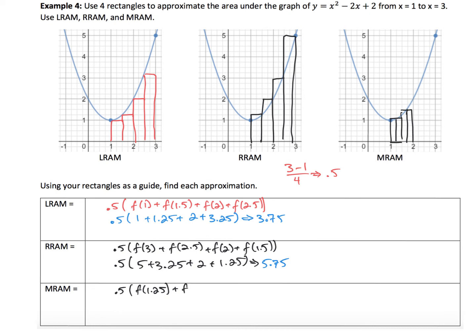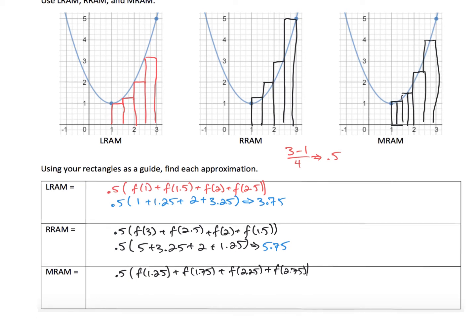F of 1.75. And then plus F of 2.25. And then F of 2.75. And so this is where, if we graph it, this is going to be a lot quicker than putting all these nasty numbers in your calculator.